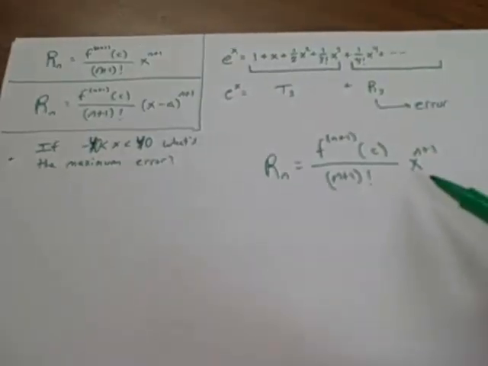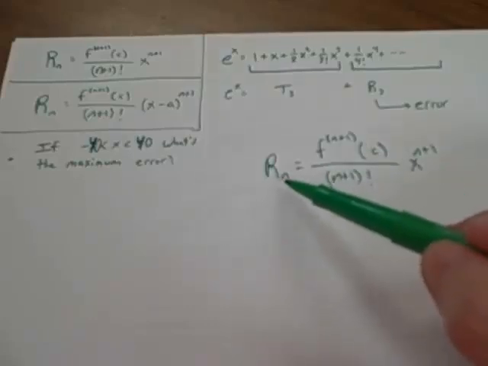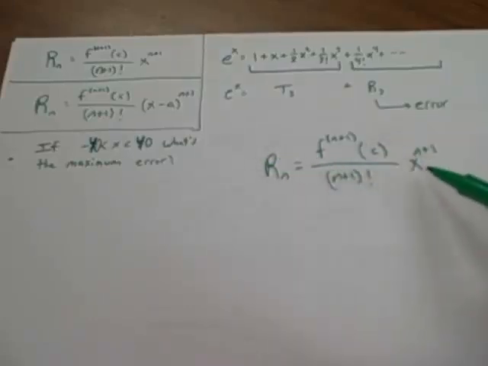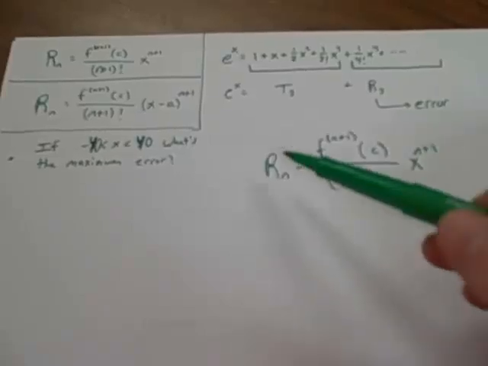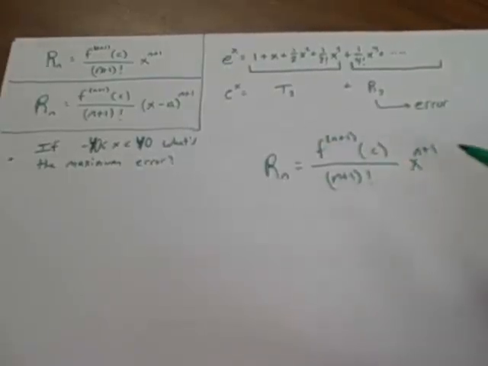It makes sense that x should be in here because your error is going to depend on what x value you're trying to approximate. If your x value is really far from the center of your series, you would expect the error to be much larger.